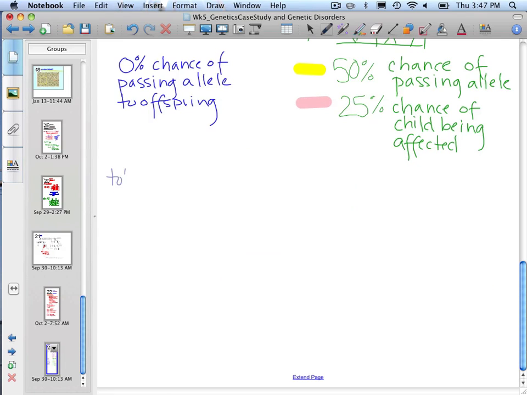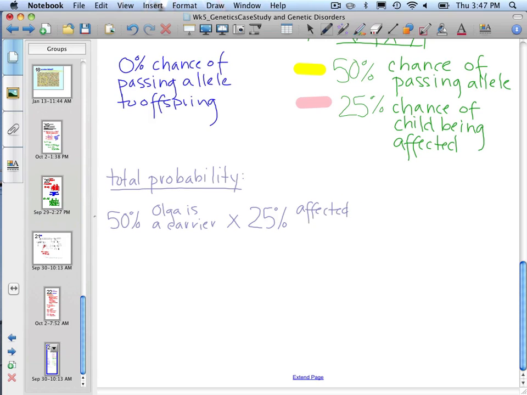All right, so now we have to calculate the total probability of Greg and Olga having an affected child. And because these probabilities are independent events, we're going to multiply them. So first, we have the 50% chance that Olga is a carrier, and we're going to multiply that by the 25% chance of her having an affected child if she is a carrier. And what that's going to give us is a total of a 12.5% chance that Greg and Olga will have an affected child.